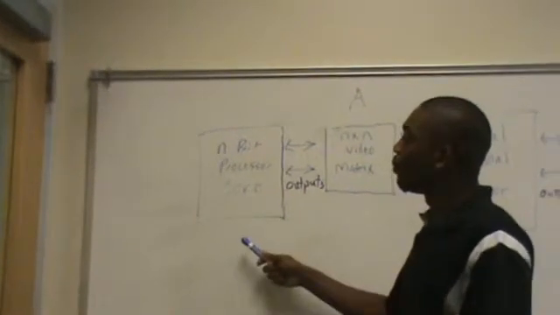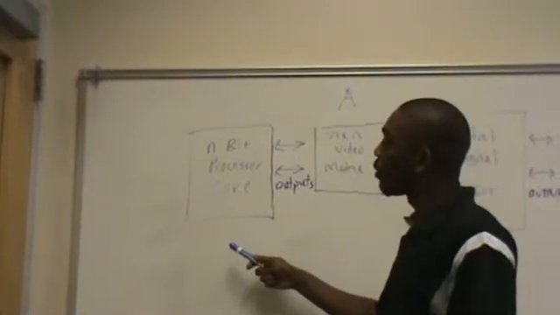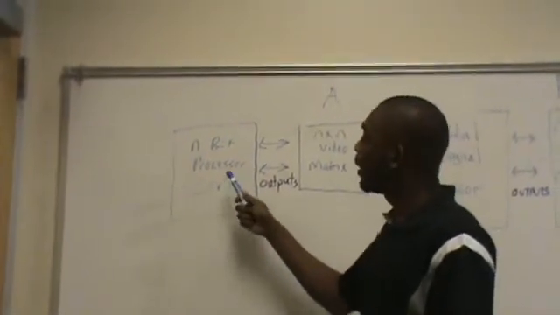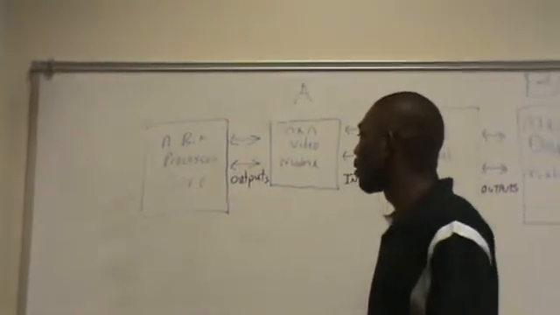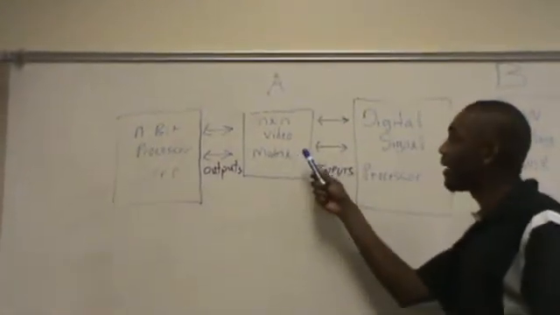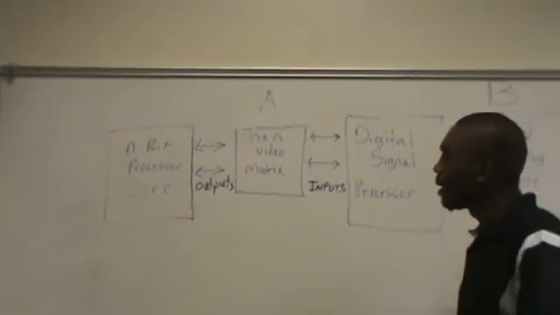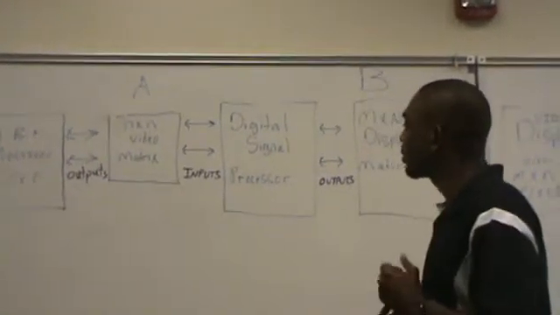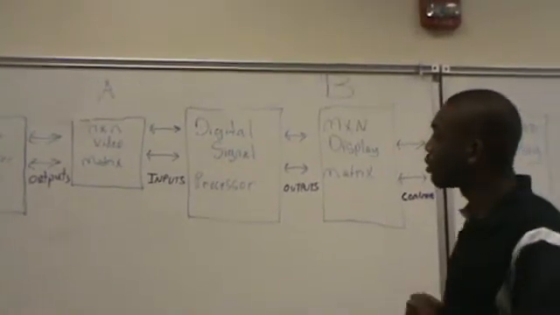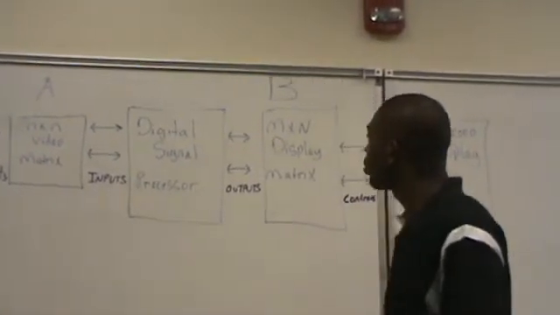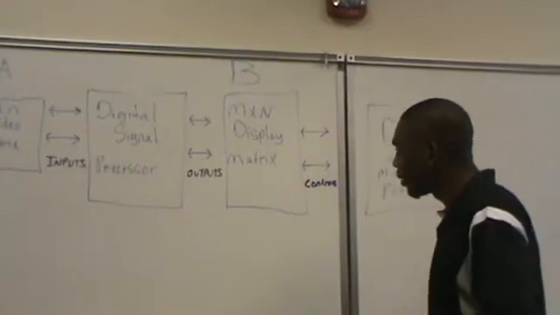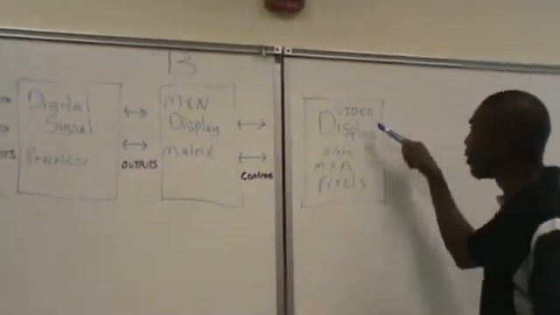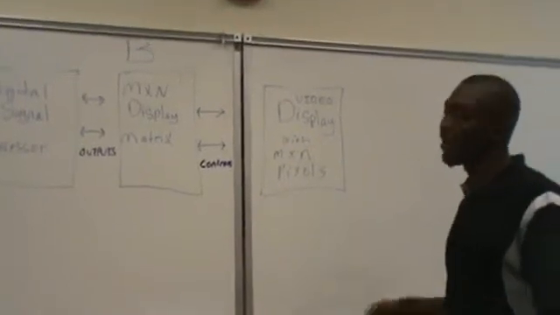We're going to give you a brief description of how your computer controls your display. Here we have an n-bit processor core, which outputs to an n by n video matrix. The n by n video matrix inputs to a digital signal processor. The digital signal processor then outputs to an m by n display matrix. Our m by n display matrix controls our video display with m by n pixels.